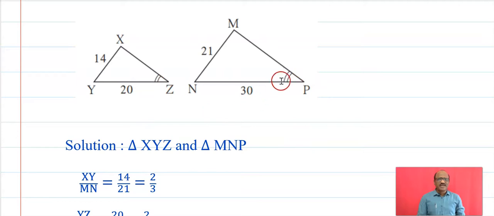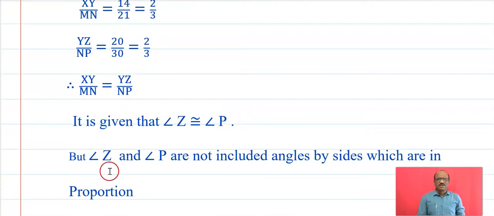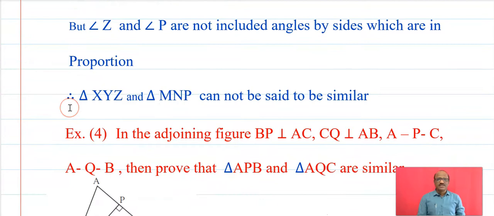But angle Z and angle P are not included in these two sides. That is, angle Z and angle P are not the included angles of the sides which are in proportion. And that's why triangle XYZ and triangle MNP cannot be said to be similar.